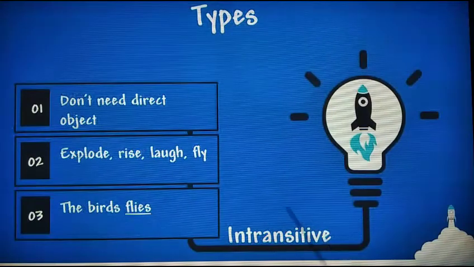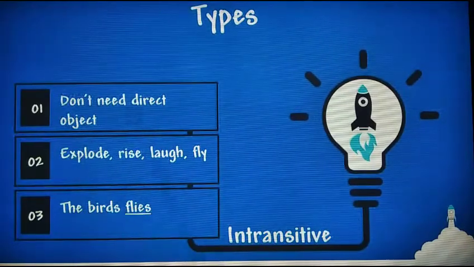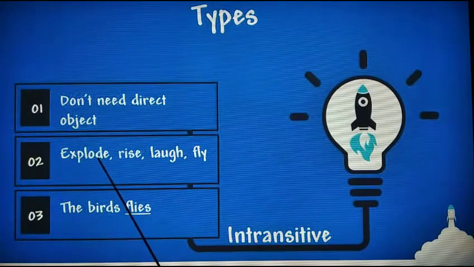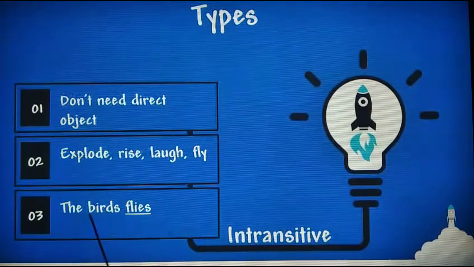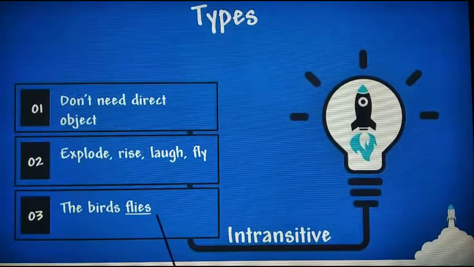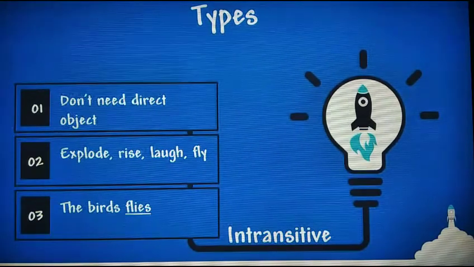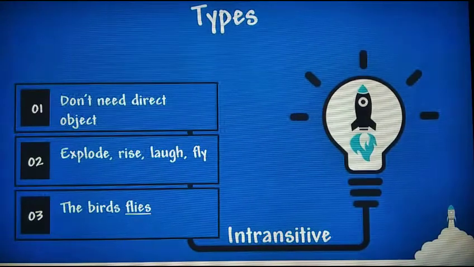Finally, we have the intransitive verb, which is the opposite of the transitive verb, and they don't need a direct object to complete the meaning of the sentence. For example, explode, rise, laugh, and fly. We have here a sentence, the bird flies. We can see here that there is no direct object receiving the action, and the meaning of the sentence is still complete.